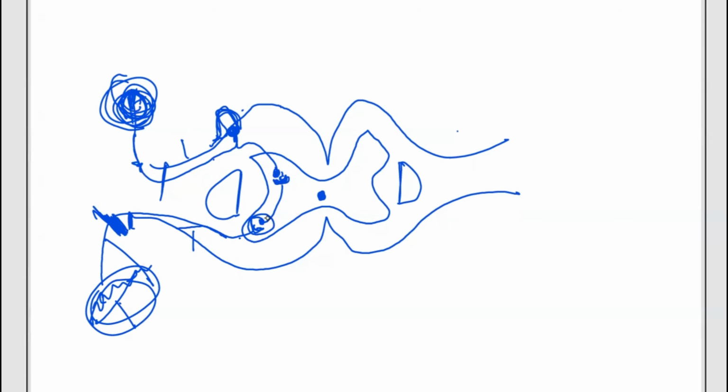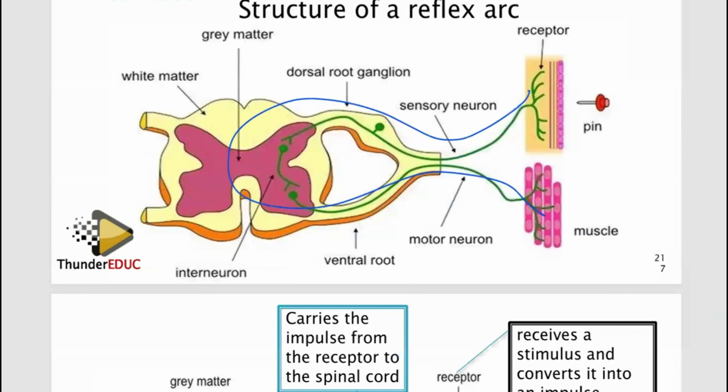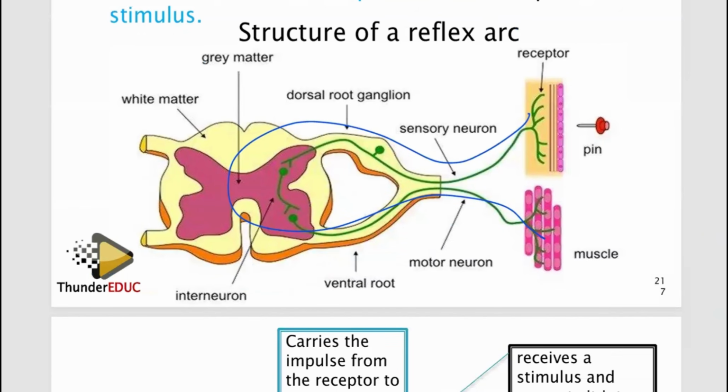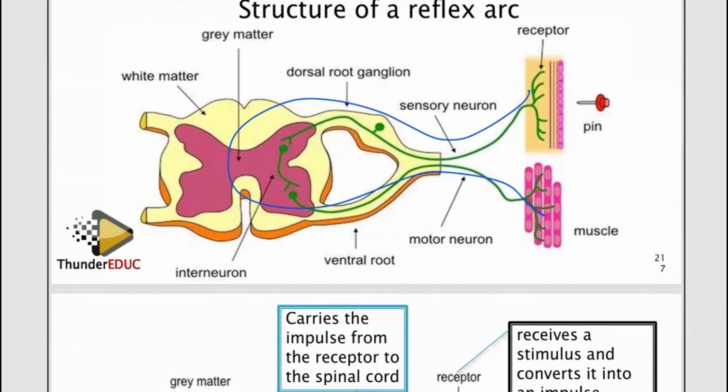And then it comes here. Then it comes here to the effector. You understand? So this route is what you call the reflex arc. And if you come back here, the same route, this route we are talking about, is what you call the reflex arc. So it's the same type of route we are talking about there.